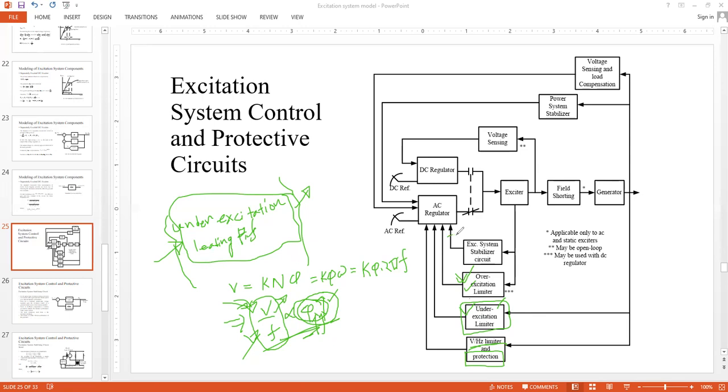The one thing left is the excitation system stabilizer. It has a certain job and it has a modeling part. So we will look into it in the next class, inshallah. We have one more week before our mid exam.